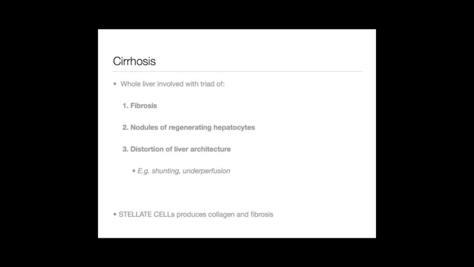Now, the stellate cells are particularly important in this process, and they are involved in the remodeling which occurs, and they produce collagen, which is the substrate for the fibrotic process within the liver.